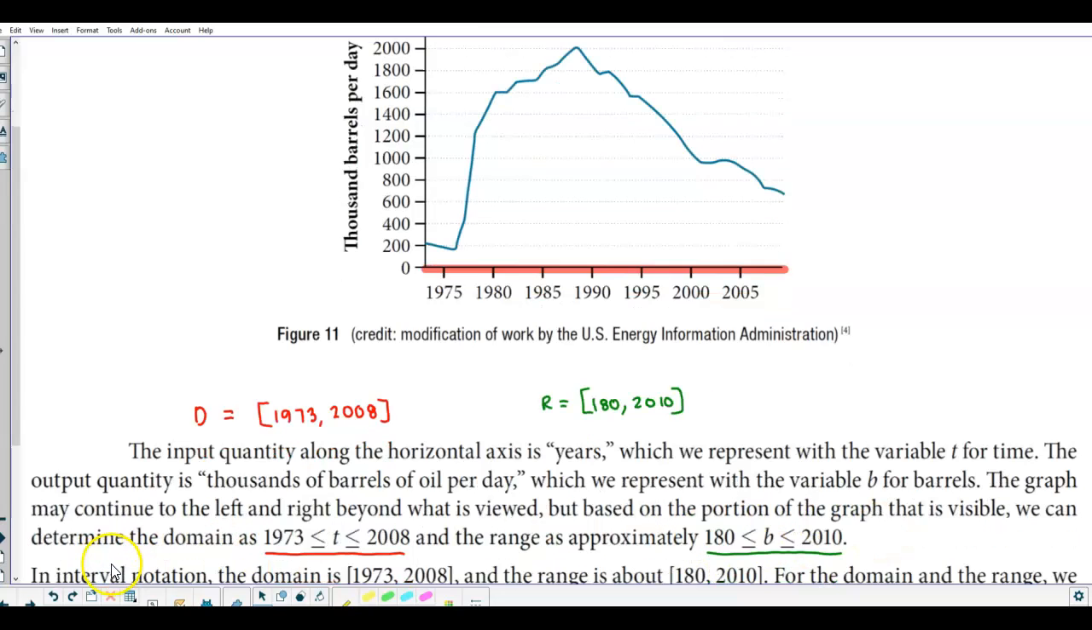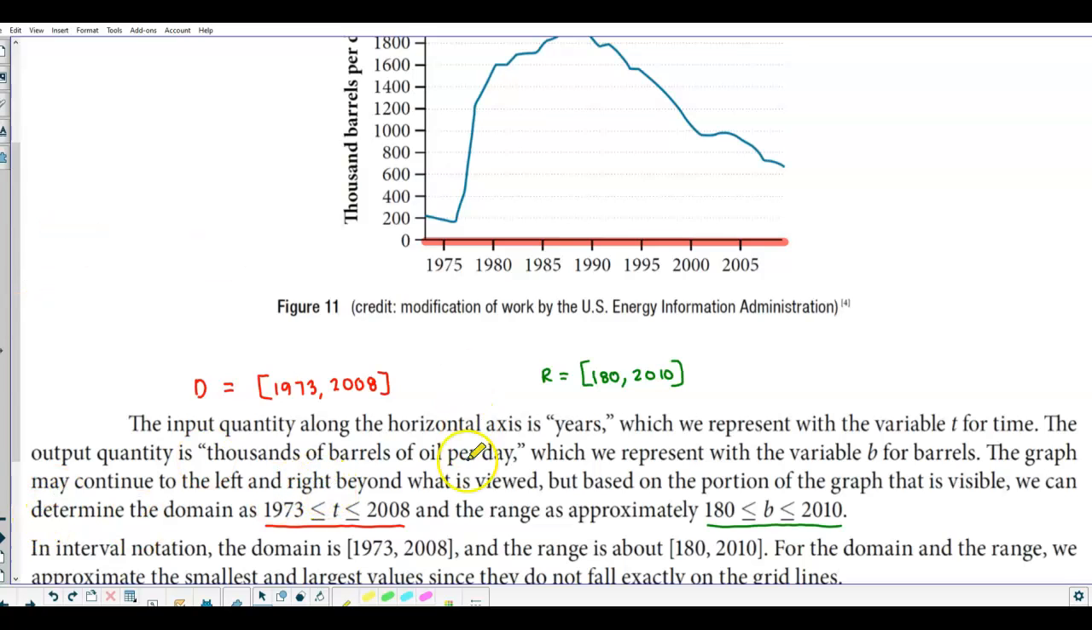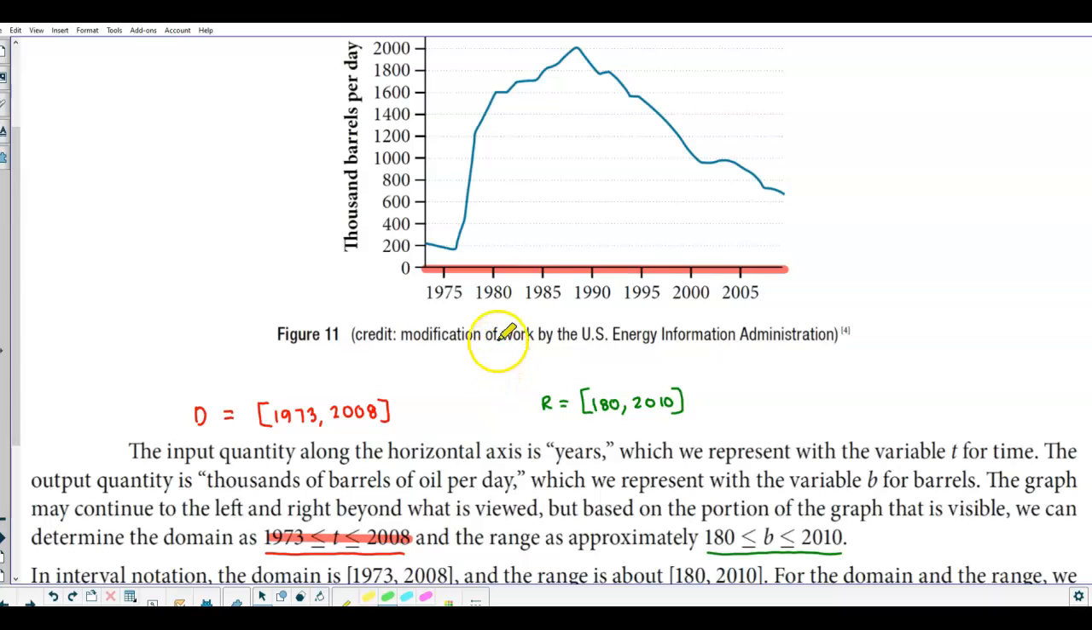So the graph may continue to the left and right beyond what is viewed, but based on the portion of the graph that is visible, we can determine the domain starting at 1973 and then going all the way to 2008. So we can say that t is between 1973 and 2008 inclusive. So the domain is the bracket 1973, 2008. Now we take a look at the range.